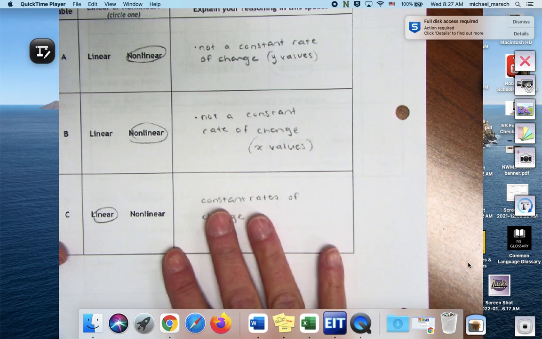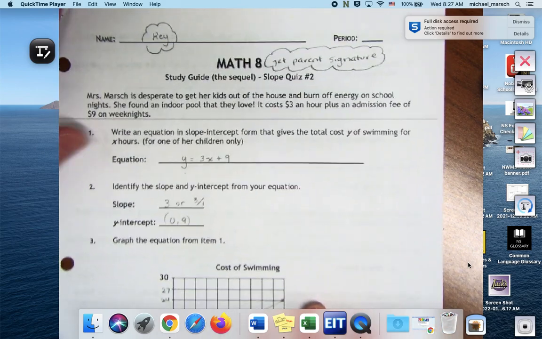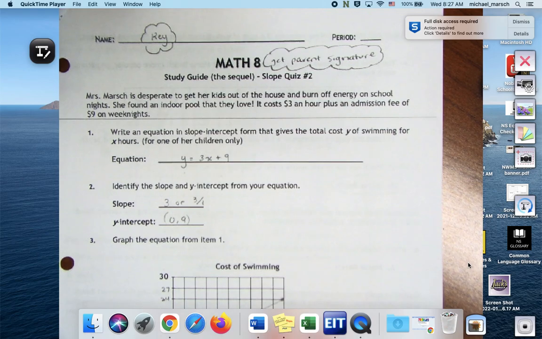That's your study guide. And I should have said at the beginning, mine is not pink because the copier ran out of pink paper. So some of my 7th period even got white paper yesterday.